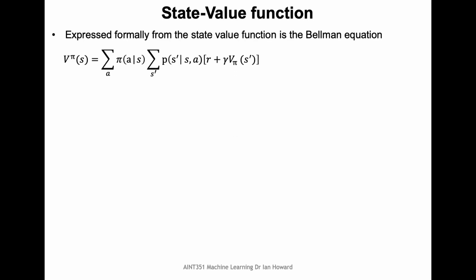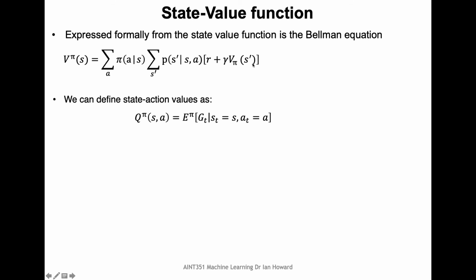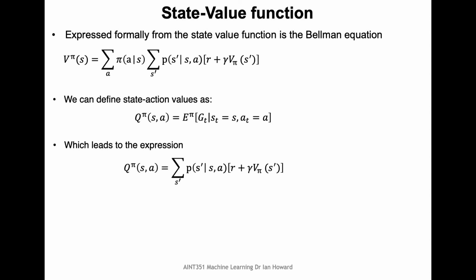So expressed more formally, we'd write the Bellman equation down like this. Let's go through it a little more rigorously. We have the value of state S under policy pi, which is given by summing across all A for the policy pi of A given S, multiplied by summing across all future states S prime of the transition matrix multiplied by the rewards. Now, if we define the state action values as the expected gain given the state and the action, rather than just the state, this leads to the expression we've just seen: the state action value is given by the sum across all future states of the transition probability multiplied by the reward term.